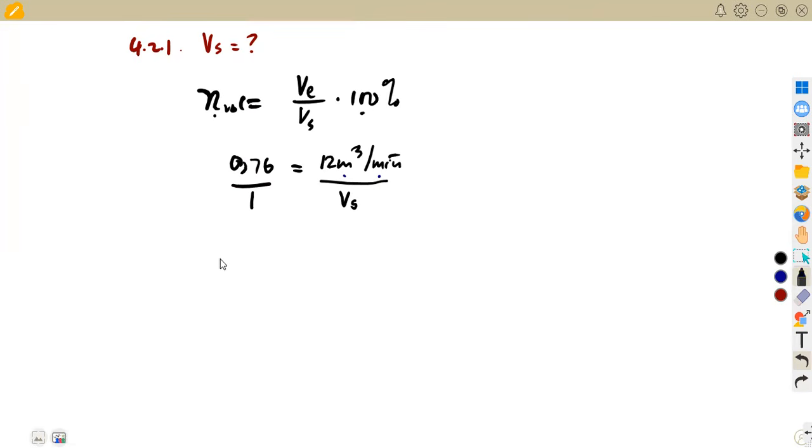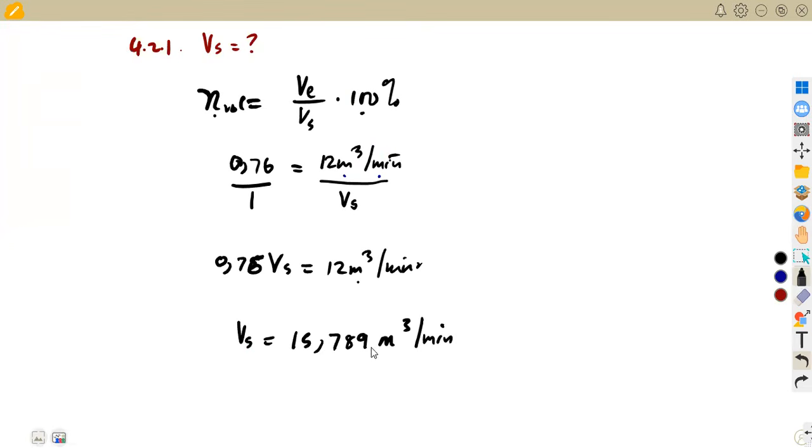So we're going to cross multiply. So we're going to have 0.76 Vs is equal to 12 cubic meters per minute. If we divide by 0.76, that means we are going to have 12 over 0.76. Where am I getting the 5 here? This is a 6, all right? So that's a 6 here. So you're going to divide by 0.76. You are going to obtain 15.789, which is in cubic meters per minute.